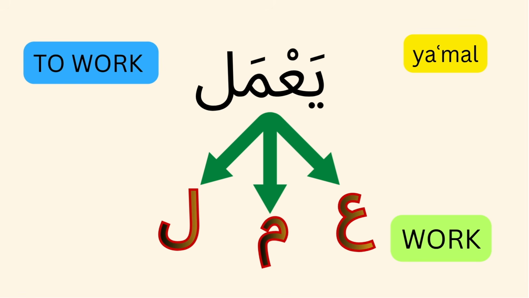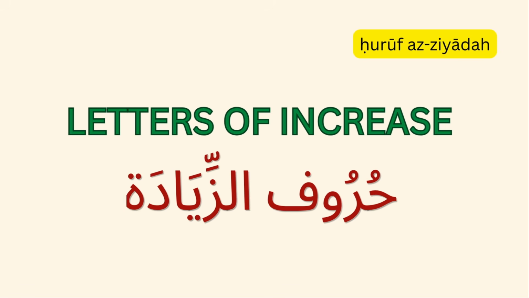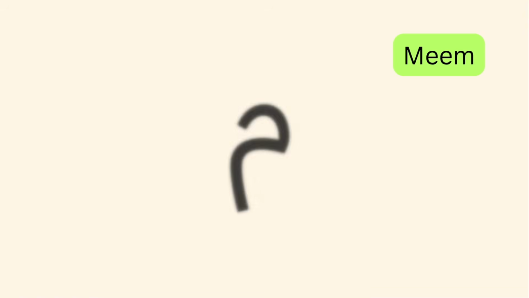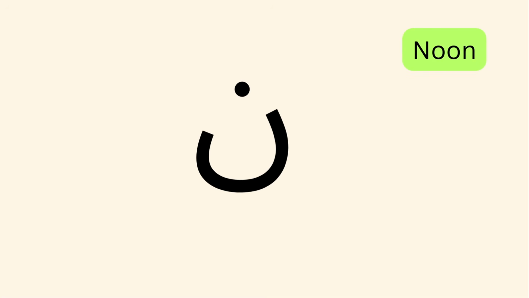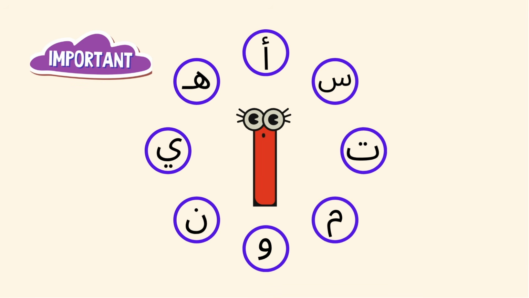To show who is doing the action, Arabic adds prefixes, suffixes, or both to the verb. These added letters are called letters of increase, حروف الزيادة. The letters of increase in Arabic are ألف, سين, تاء, ميم, واو, نون, ياء, هاء. It's important to learn and even memorize the letters of increase because you'll see them in most Arabic verbs. These letters help us build verbs from the root.